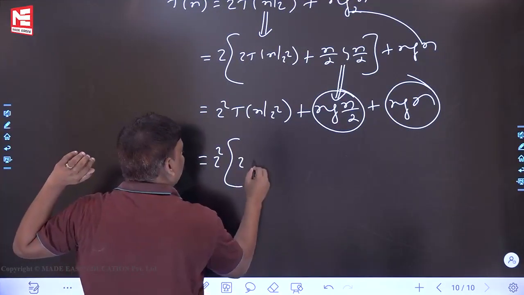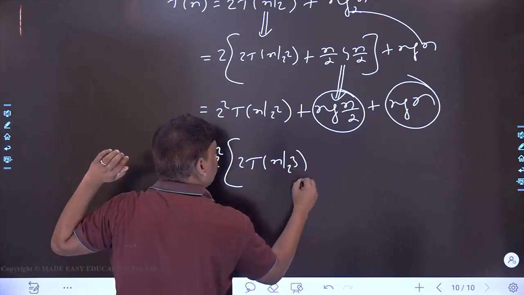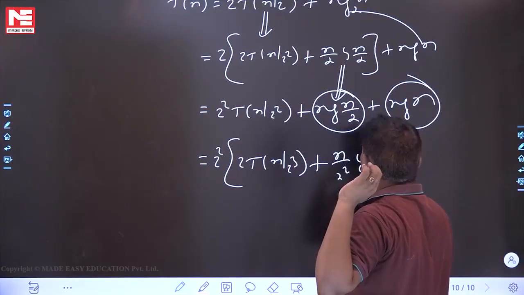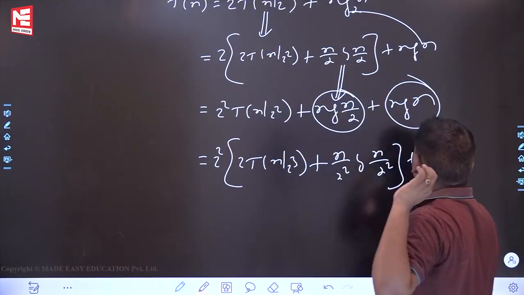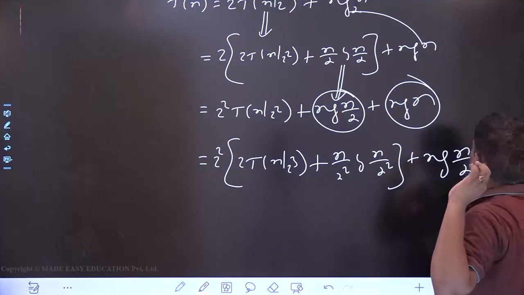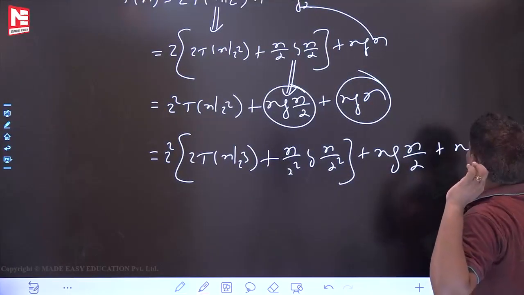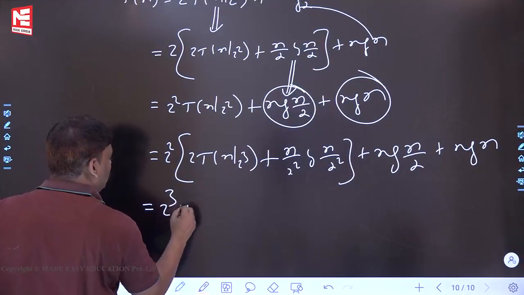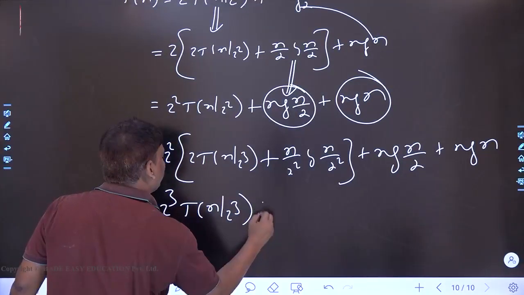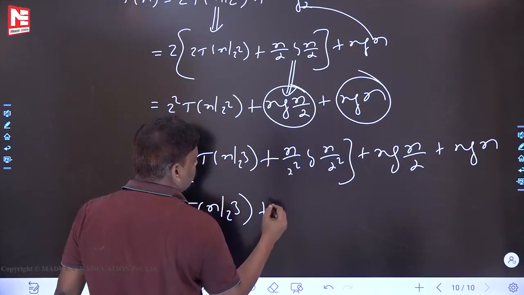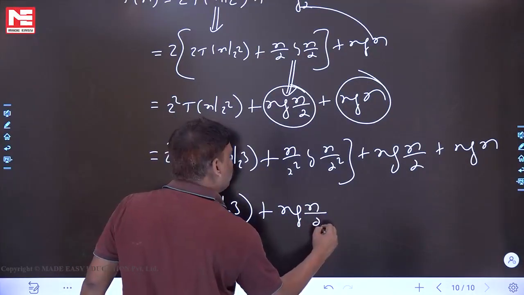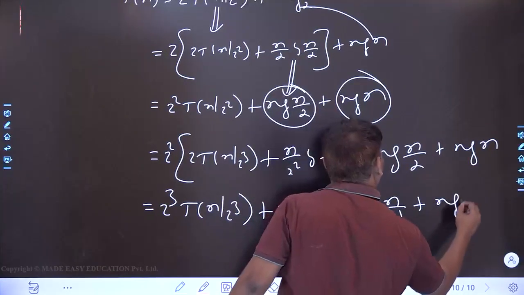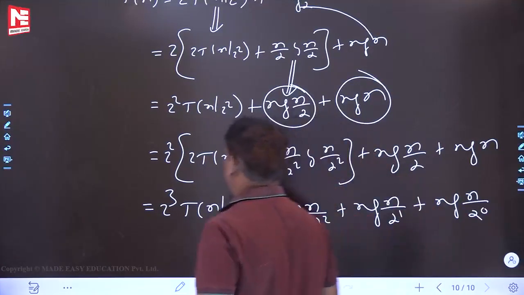2 square, 2T(n/2 square/2), 2 cube, plus n log n, here n/4 there, (n/2 square) log(n/2 square). Outside things, whatever they wrote, n log(n/2), one more n log n. Let's simplify. 2 square into 2 cube T(n/2 cube). Simplify now, 2 square into n/2 square, 2 square cancel. What is the answer? n log(n/2 square) plus n log(n/2 power 1). Next, n log(n/2 power 0). Like that.